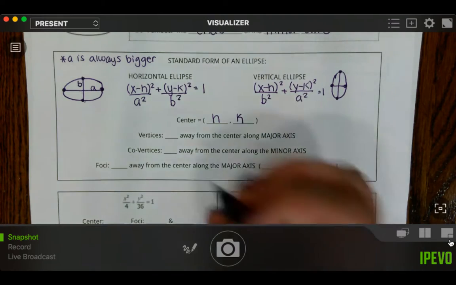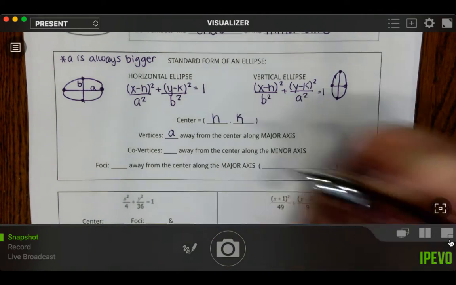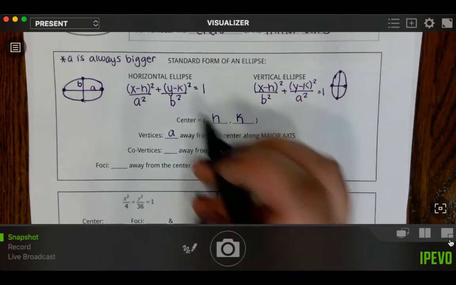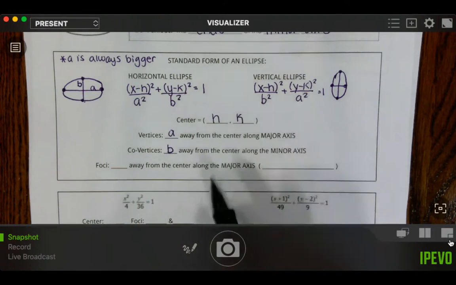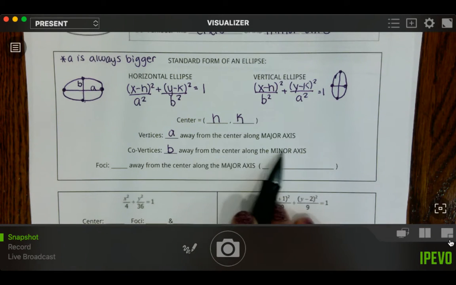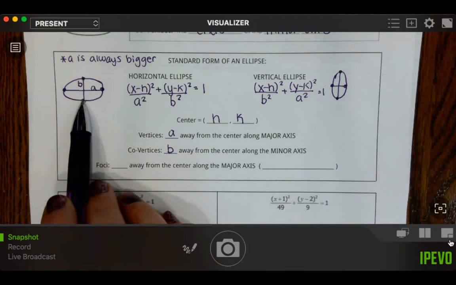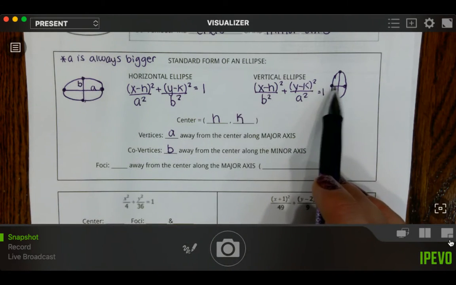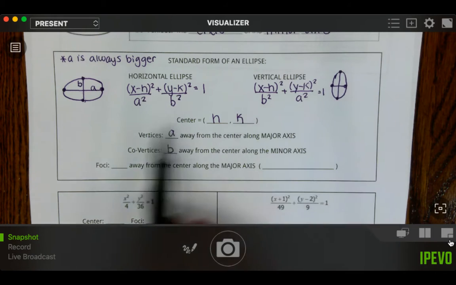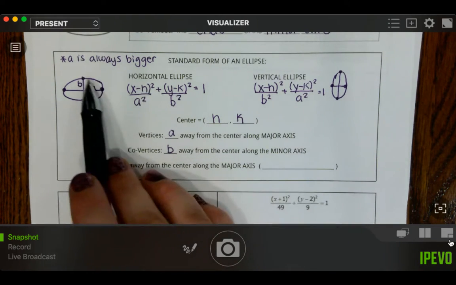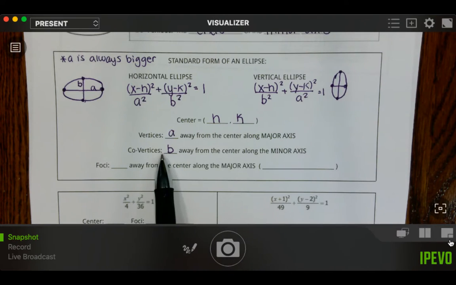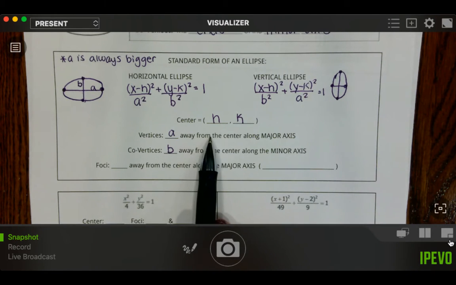The vertices will always be A units away from the center along the major axis, and the co-vertices will always be B units away from the center along the minor axis. So for this one, these are my co-vertices because they're shorter. For this one, these are my co-vertices because they're shorter. So it's going to switch sometimes whether it's this way or this way. It's just always which one is shorter and which one is longer.